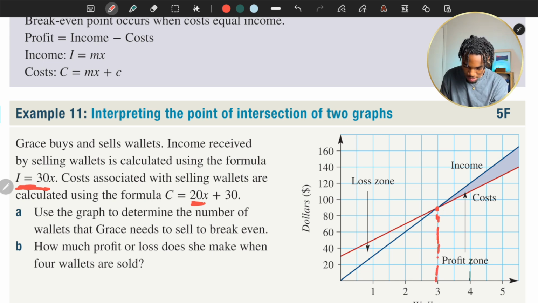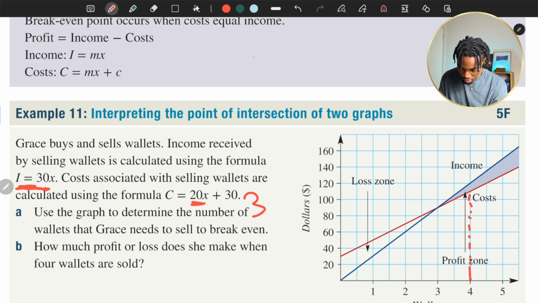Use the graph to determine the number of wallets that Grace needs to sell to break even. Number of wallets is 3. How much profit or loss does she make when 4 wallets are sold? We just draw a line up here.